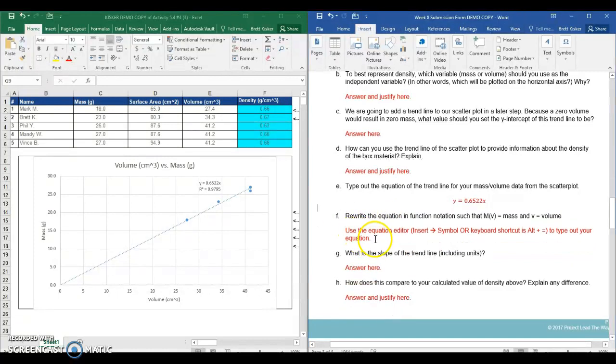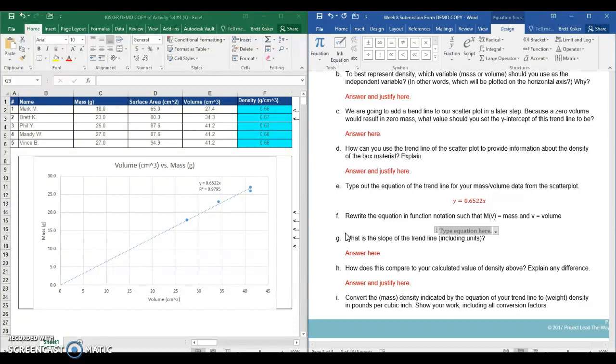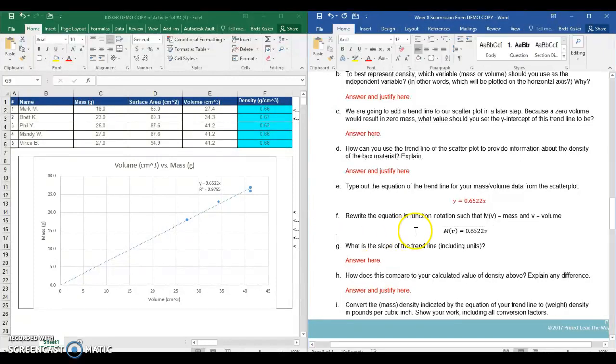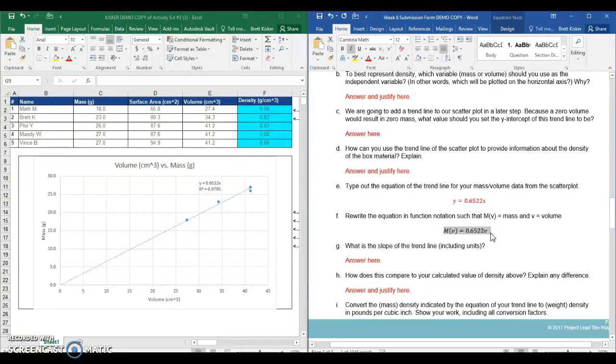If we were going to do the same thing, but this time we were going to write it in function notation, it's going to be almost the same thing here. We're just going to do Alt equals, and this time instead of y, it'll be m(v) equals 0.6522v. So in other words, instead of writing y as a function of x, we're saying it's mass as a function of volume. Highlight that real quick, make it red.